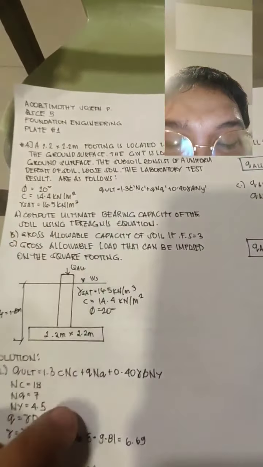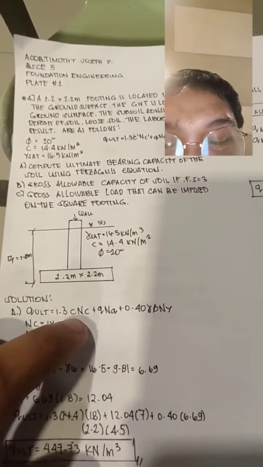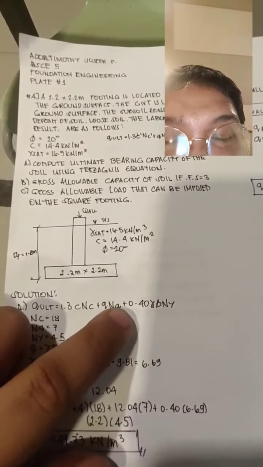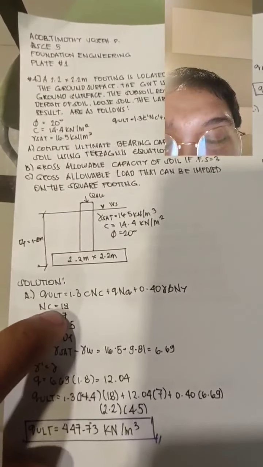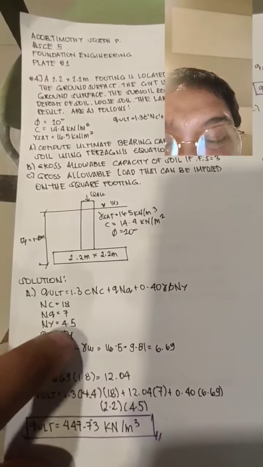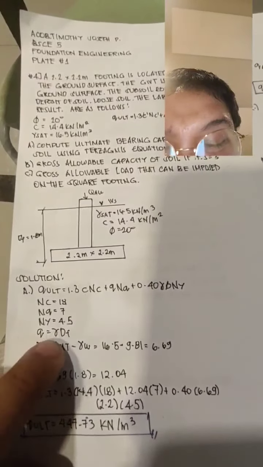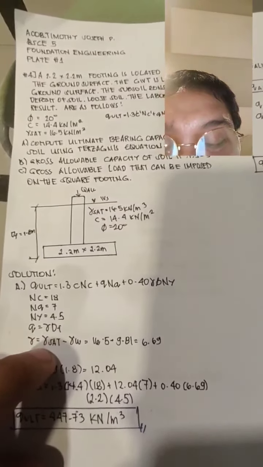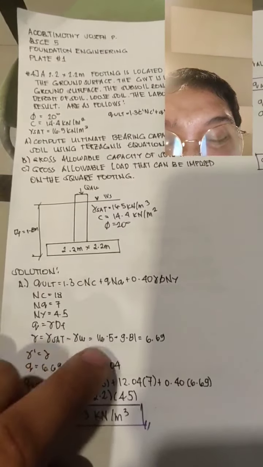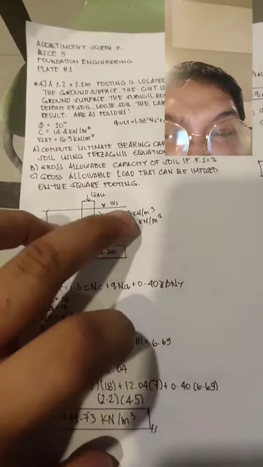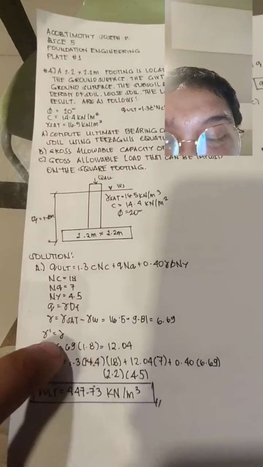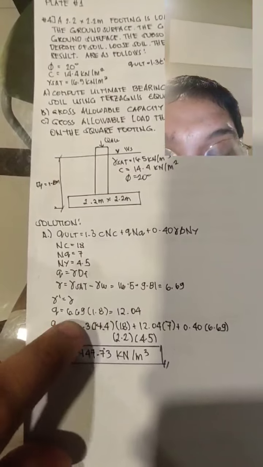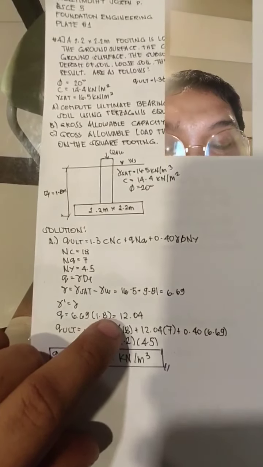Yes. Solution, you have Q ultimate. Gamitin natin itong formula here. So we have here 1.3 cohesion NC plus Q and Q plus 0.40 gamma beta NY. So we have NC 18 and Q 7 and Y 4.5 Q gamma DF. Q is equal, gamma is equal to gamma sat minus gamma ng water is equal to 16.5 ito siya sat. And then minus ng gamma ng water na 9.81 is equal to 6.69. So we have gamma prime is equal to gamma. Q is equal to 6.69 times 1.8 is equal to 12.04.